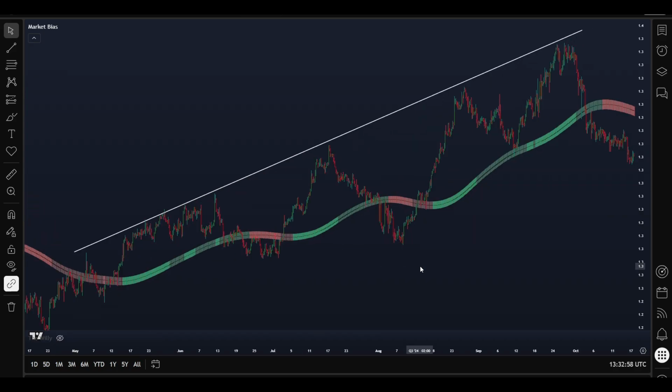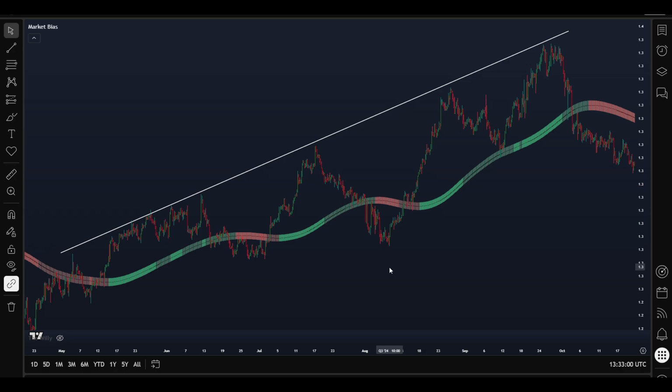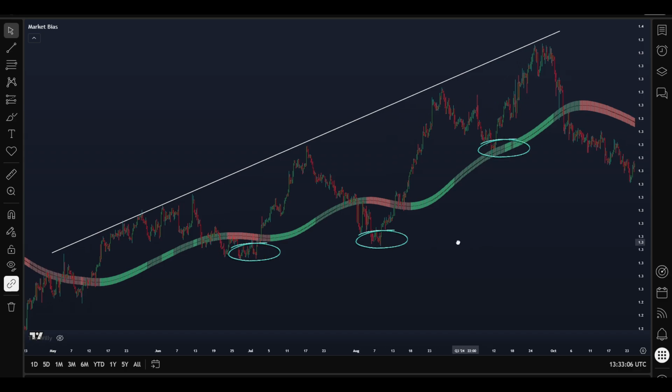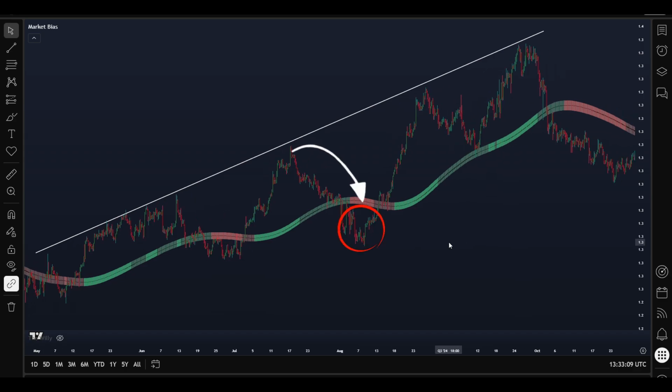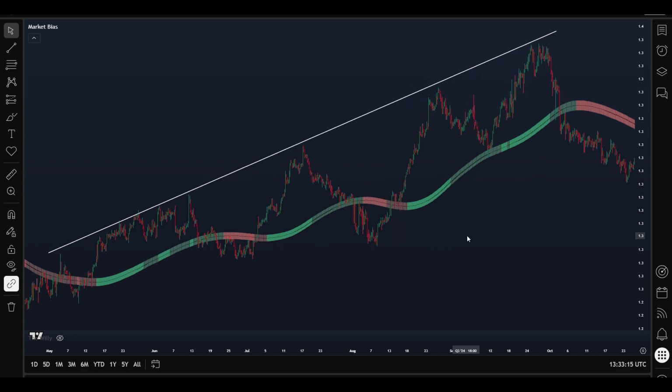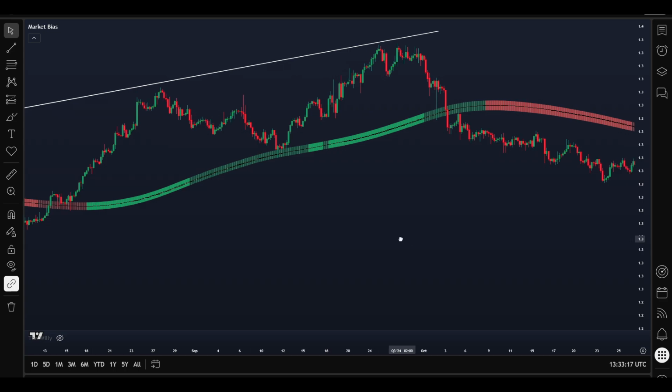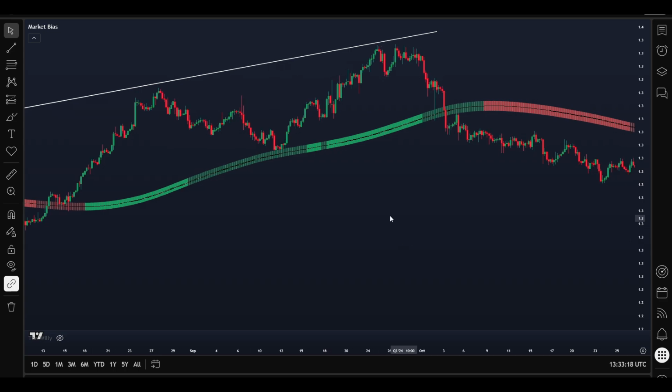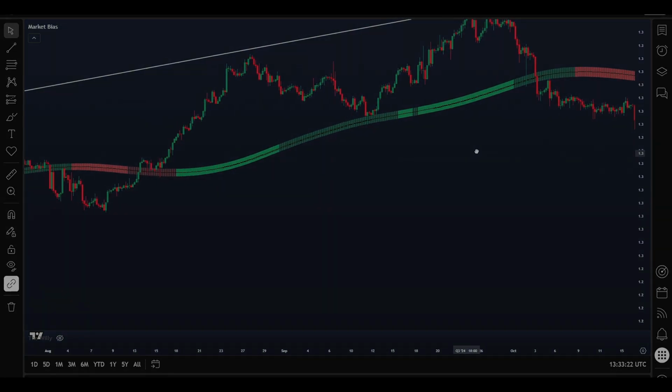What is a pullback? In an uptrend, price doesn't rise in a straight line. It rotates from higher highs to higher lows. The move from a higher high down toward a higher low is the pullback. In a downtrend, it's the opposite. Trend lines can be subjective. Market bias removes that subjectivity by marking pullbacks with dark green, uptrend, or dark red, downtrend.